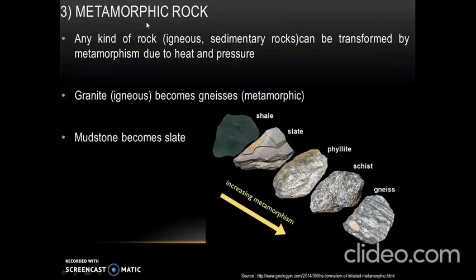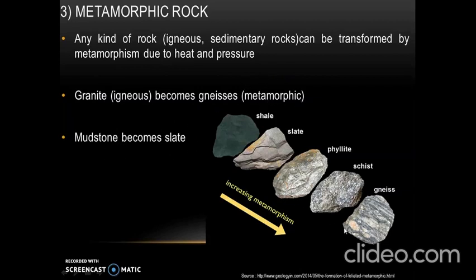Third one is metamorphic rock. For example, when metamorphic action takes place over the igneous and sedimentary rock, due to heat and pressure, the metamorphic rocks are formed. Granite, which is igneous rock, becomes gneiss, which is nothing but the metamorphic rock, and mudstone becomes slate.